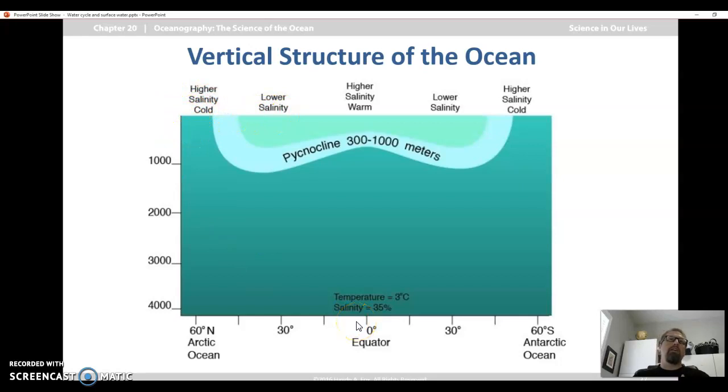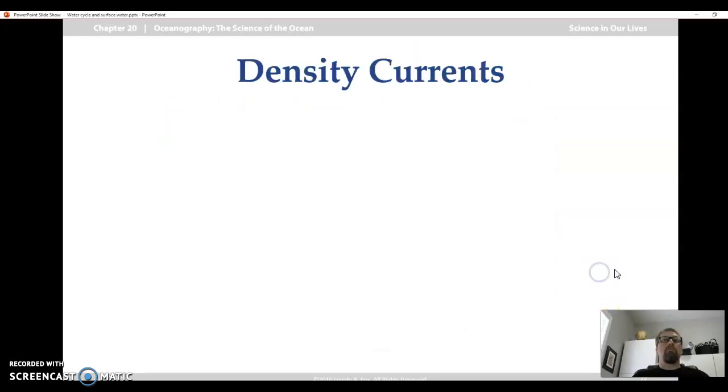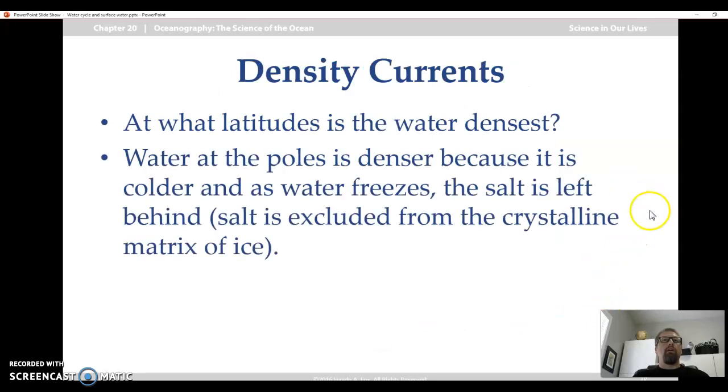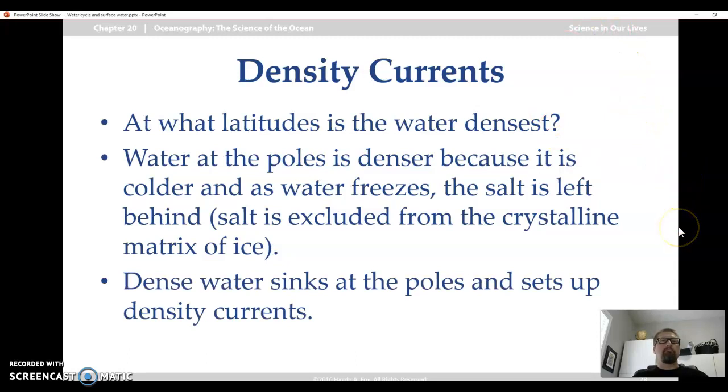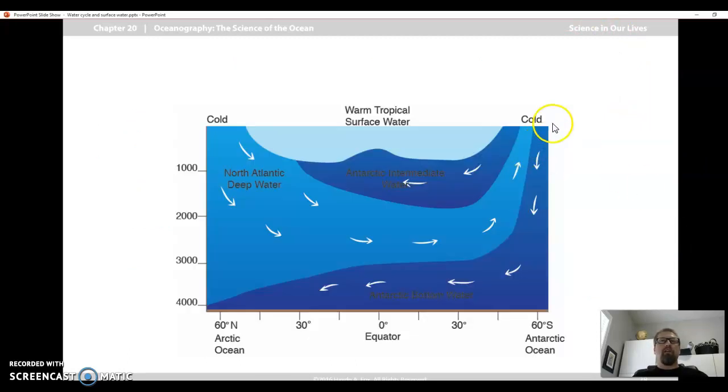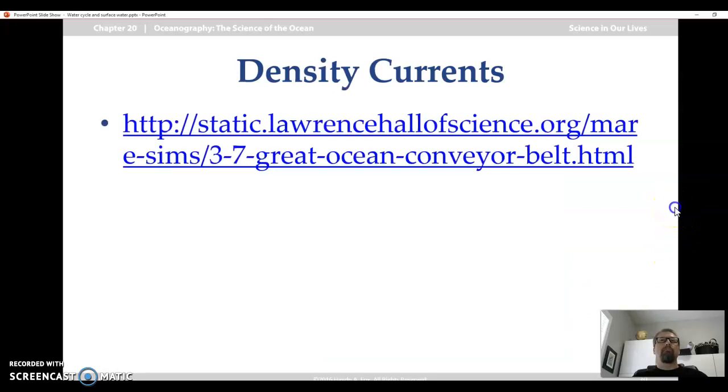So this causes water to sink or to rise in different areas and causes the water to move around in what we would call density currents. And so water generally tends to sink at the poles because it's more dense, really for two reasons. It's cold, and as water freezes to form the glacial ice, the salt is left behind, and so it's colder and more dense because of the salt, and that sets up some density currents. Okay. So you have this deep water moving down that is cold and dense.